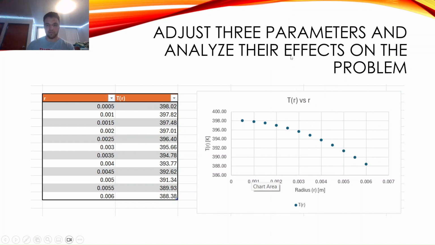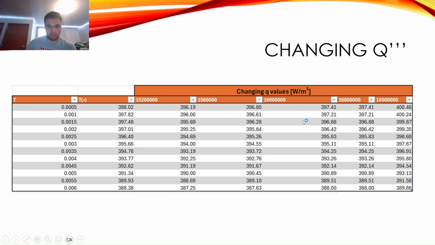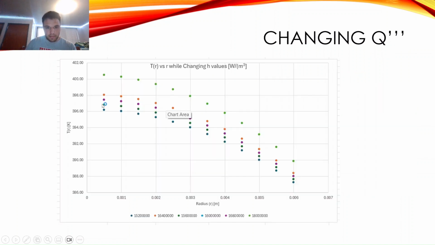I'm going to go over how to analyze the effects on the problem while changing the 3 different parameters. First one was going to be Q triple prime. These are the 5 different numbers that I used with respect to it. And this is just all the data that I got. So as you can see here, increasing the Q triple prime is going to be bad. We are going to want to decrease it, as the 15.2 times 10 to the 6th, I think it was, is going to be the best situation down here. This is our original problem, so if we decrease it, we're going to be getting a better system.